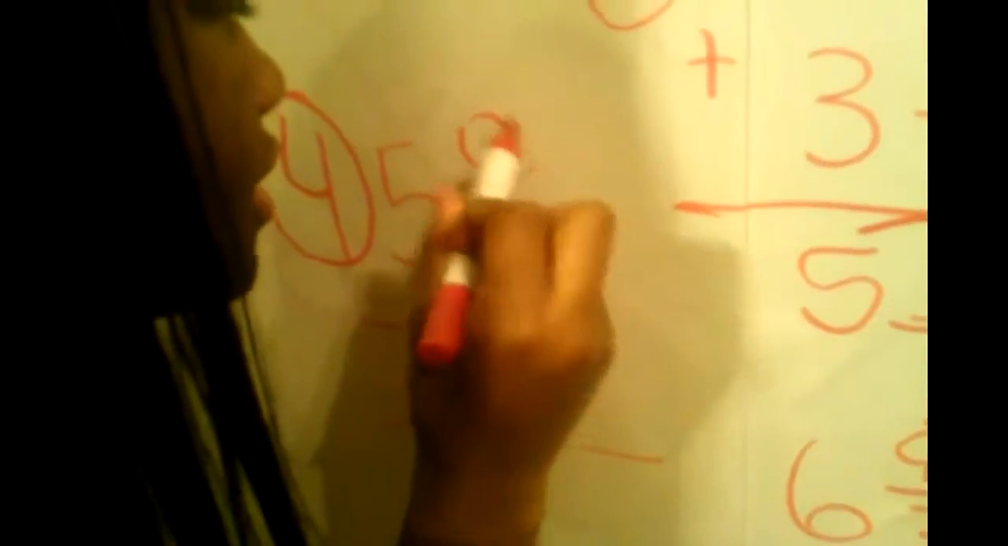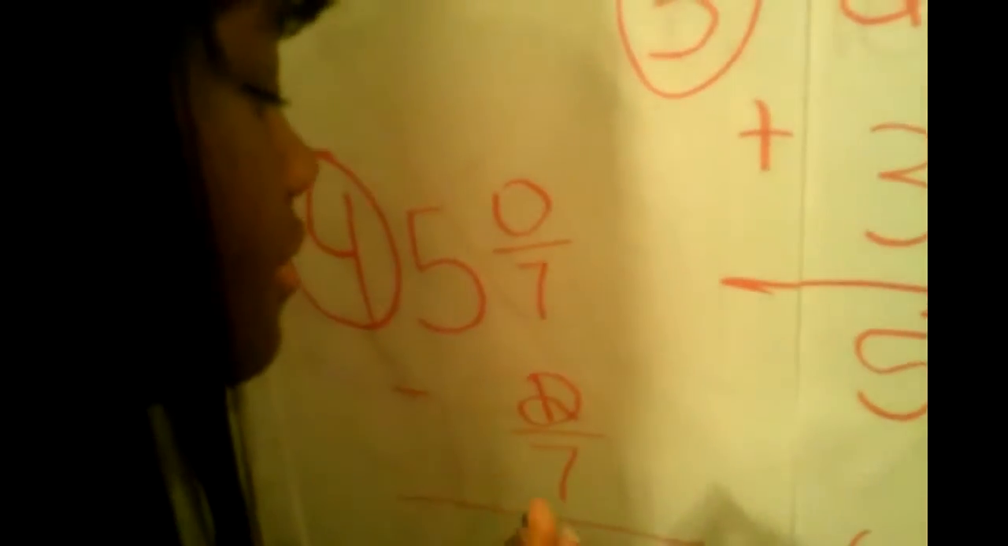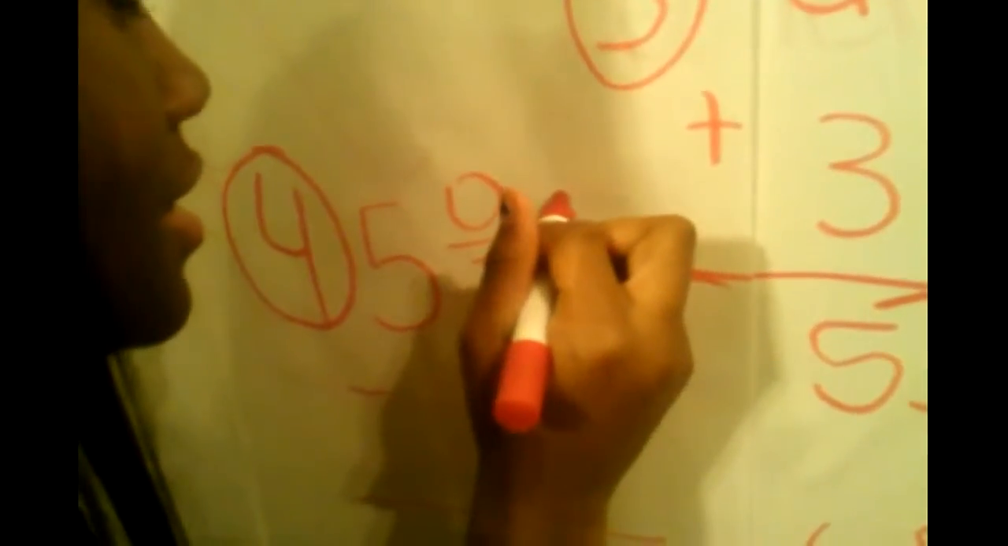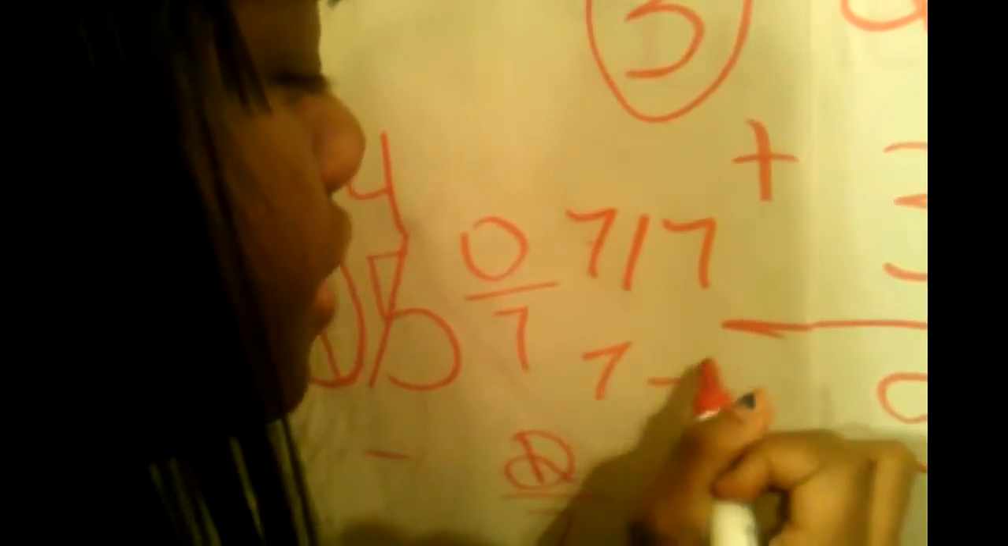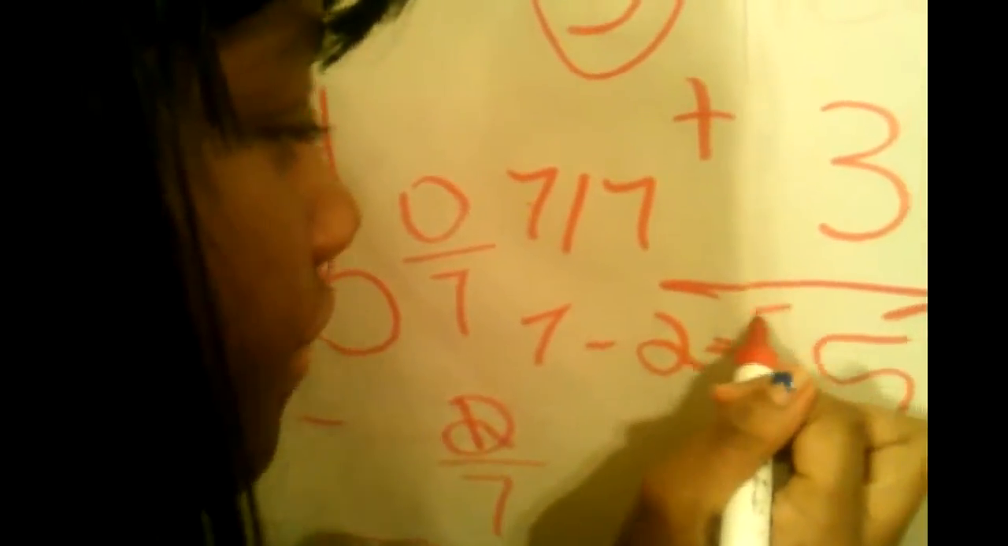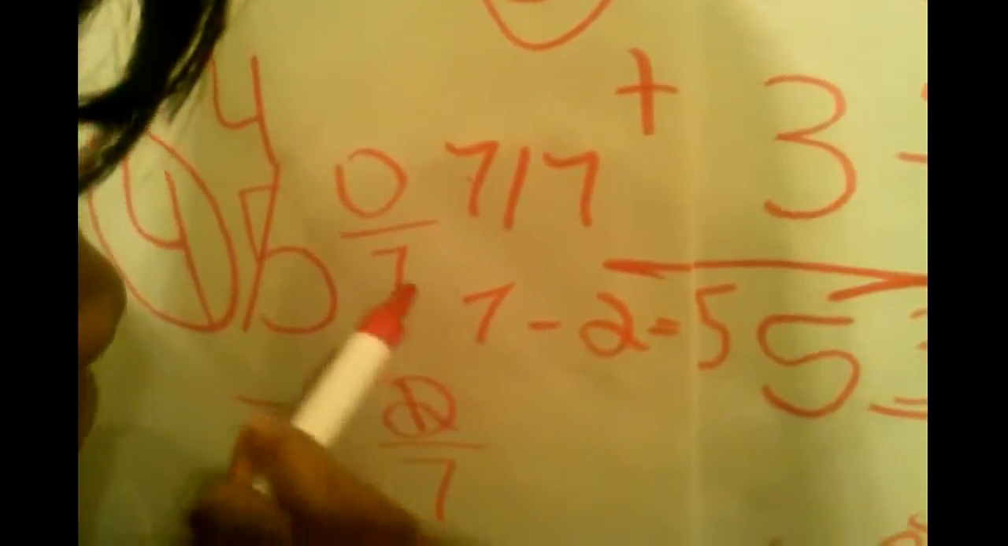Okay, you have to make it, because this top number can't be 0, so you have to take from here and make this a 4, and then you make this 7 out of 7. Then you do 7 minus 2, and that's 5, and then you bring this down, and that's 4 and 5/7.